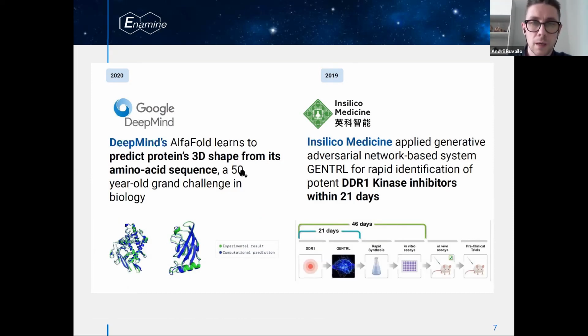Some of the very well-known and widely advertised use cases from last year, where deep learning algorithms were used to advance science in pharmaceutical research, were, for example, DeepMind's AlphaFold, which allowed to predict protein 3D shape from the amino acid sequence, a fairly complex problem. Another example is Insilico Medicine's GAN infrastructure, a generative adversarial network-based system, which was able to suggest a quite potent kinase inhibitor within days.